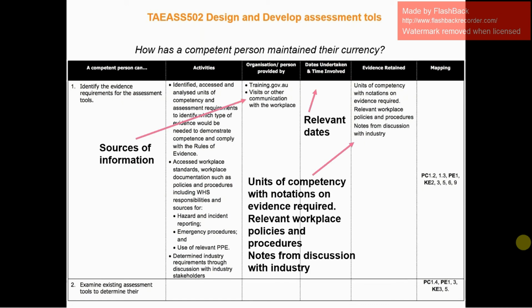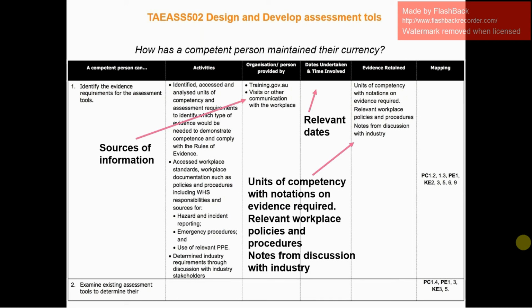I scratch and I scribble over these units. Sort of I'm using my computer, I highlight them, I put notes in there to myself. I gather relevant workplace policies and procedures, and I keep notes from any discussion with industry. So that's going to be the evidence that I can present if I was going for RPL.